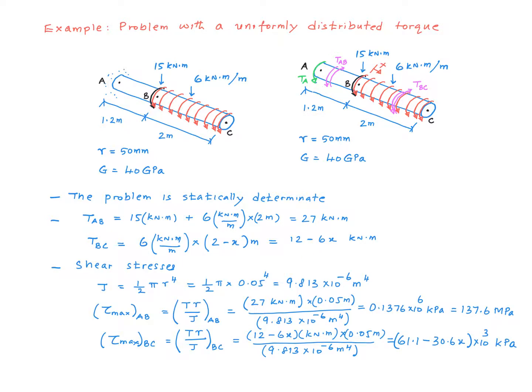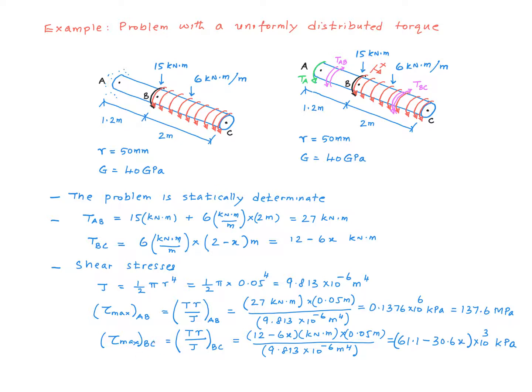Now we use the torsion formula to calculate the shear stresses. I'm calculating the polar moment of inertia first. So we get a value of 9.813 times 10 to the minus 6 meter to the power of 4 for that. The torque is a constant within segment AB, and the maximum shear stress, which is the shear stress at the outer fiber of the shaft, is calculated to be 137.6 megapascal for that.